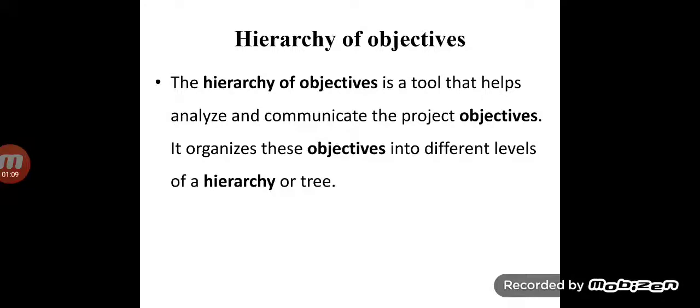So here we can say that the hierarchy of objectives is a tool that helps analyze and communicate the project objectives. It organizes these objectives into different levels of a hierarchy or tree. Clear? So hierarchy is nothing but a type of level of objectives, like step by step 1, 2, 3, 4, 5, 6, 7. Likewise layers, and this whole layering is called hierarchy.